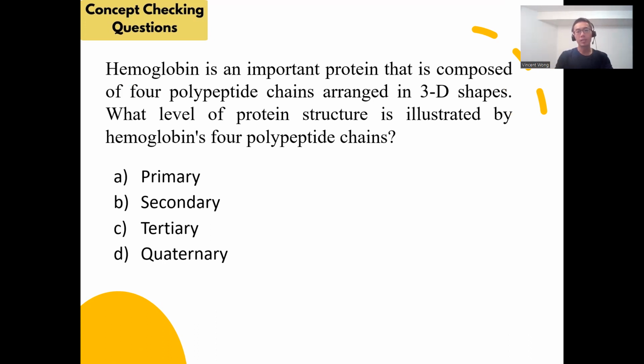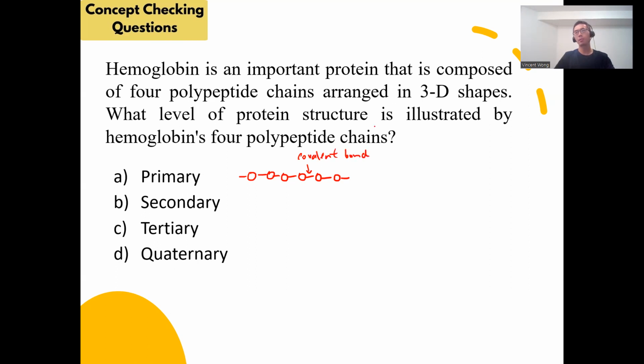Hemoglobin is an important protein that is composed of 4 polypeptide chains arranged in 3D shapes. What level of protein structure is illustrated by hemoglobin's 4 polypeptide chains? Okay, so there are 4 different levels, right? Primary, let me just refresh your memory, right? Primary is talking about the sequence of amino acid. Okay, so like the balls, right? Like the amino acid connects together. Now that is held together by covalent bond.